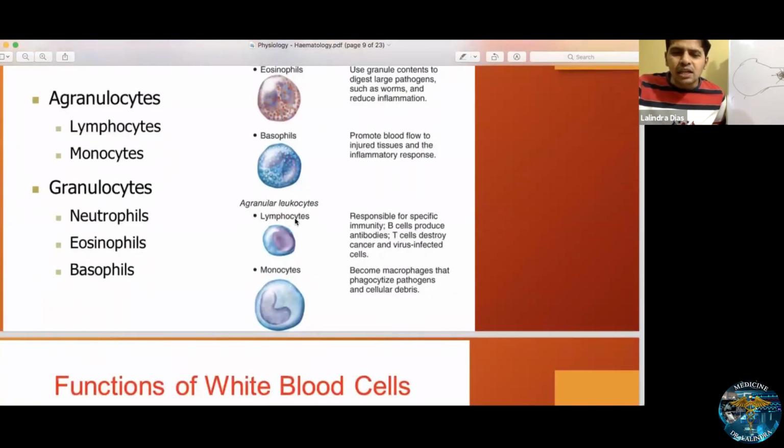Agranulocytes, lymphocytes, I told you B and T lymphocytes. B cells produce antibodies, T cells directly attack the cells, particularly they are called natural killer cells, they particularly attack the cancer cells. Monocytes, I told you monocytes become macrophages. That macrophage will go and engulf the bacteria or phagocytize the bacteria.